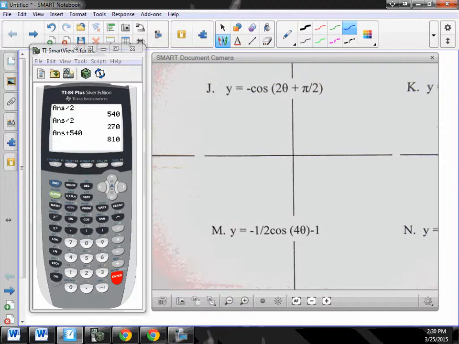It's upside down, twice as fast, which makes the period 180, but in this case we have a horizontal shift that's in radians. So we're going to mark it as pi. Instead of the period being 2 pi, it's now pi. So if the period is pi, the middle mark is pi over 2, the 1/4 mark is pi over 4, and the 3/4 mark is 3 pi over 4. But I'm not using those numbers.